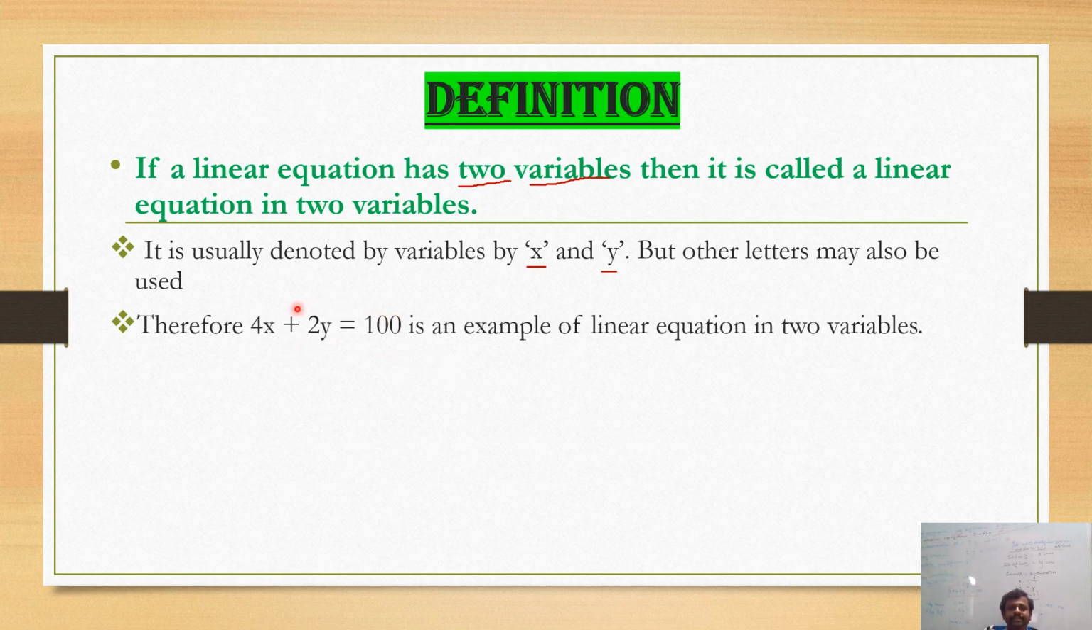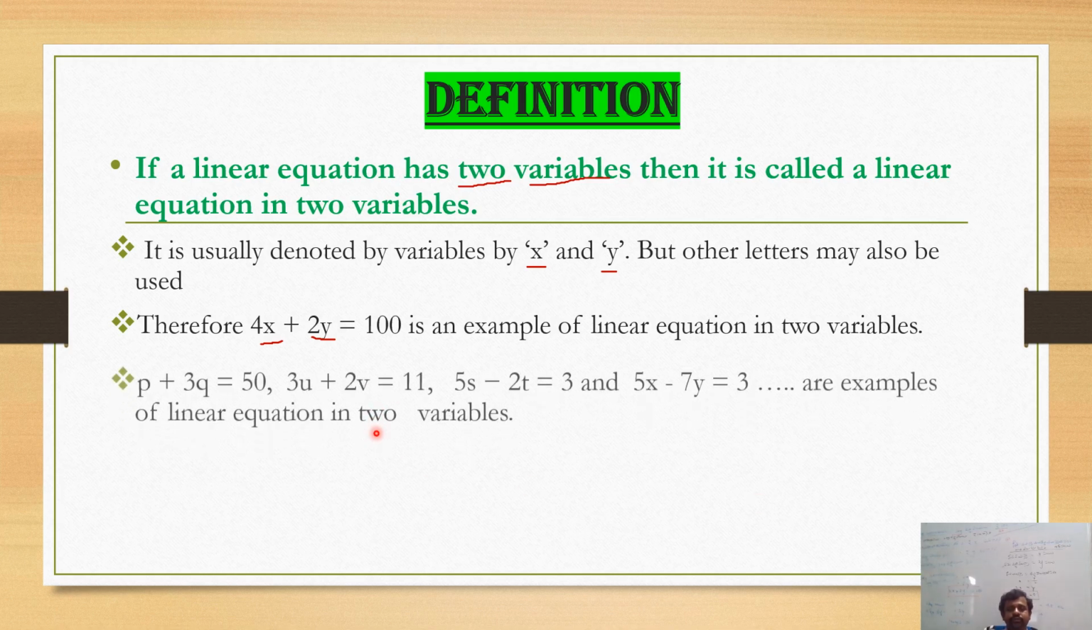4x plus 2y is equal to 100 is an example of a linear equation in two variables. Observe here, the exponent is 1, so the degree is 1. The degree of a linear equation is 1. It has two variables, x and y. So it is an example for a linear equation in two variables.